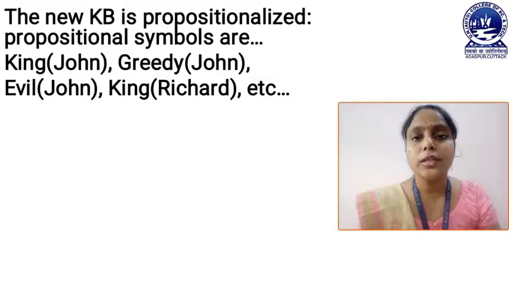Now the new knowledge base is propositionalized, and the propositional symbols are King(John), Greedy(John), Evil(John), King(Richard) and others. That means when we use universal instantiation or existential instantiation on our knowledge base sentences, we derive new sentences from the old ones. After deriving the new sentences, we identify the propositional symbols. Here the propositional symbols are King(John), Greedy(John), Evil(John) and King(Richard).